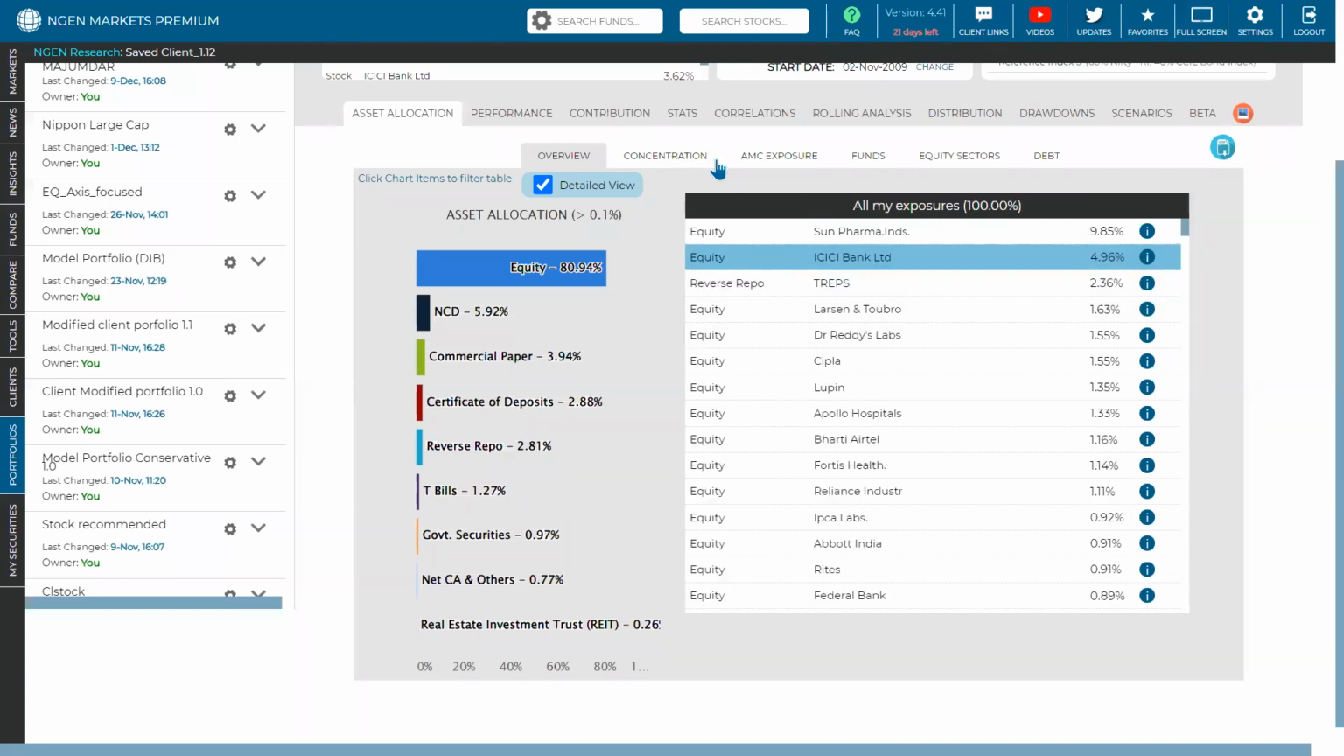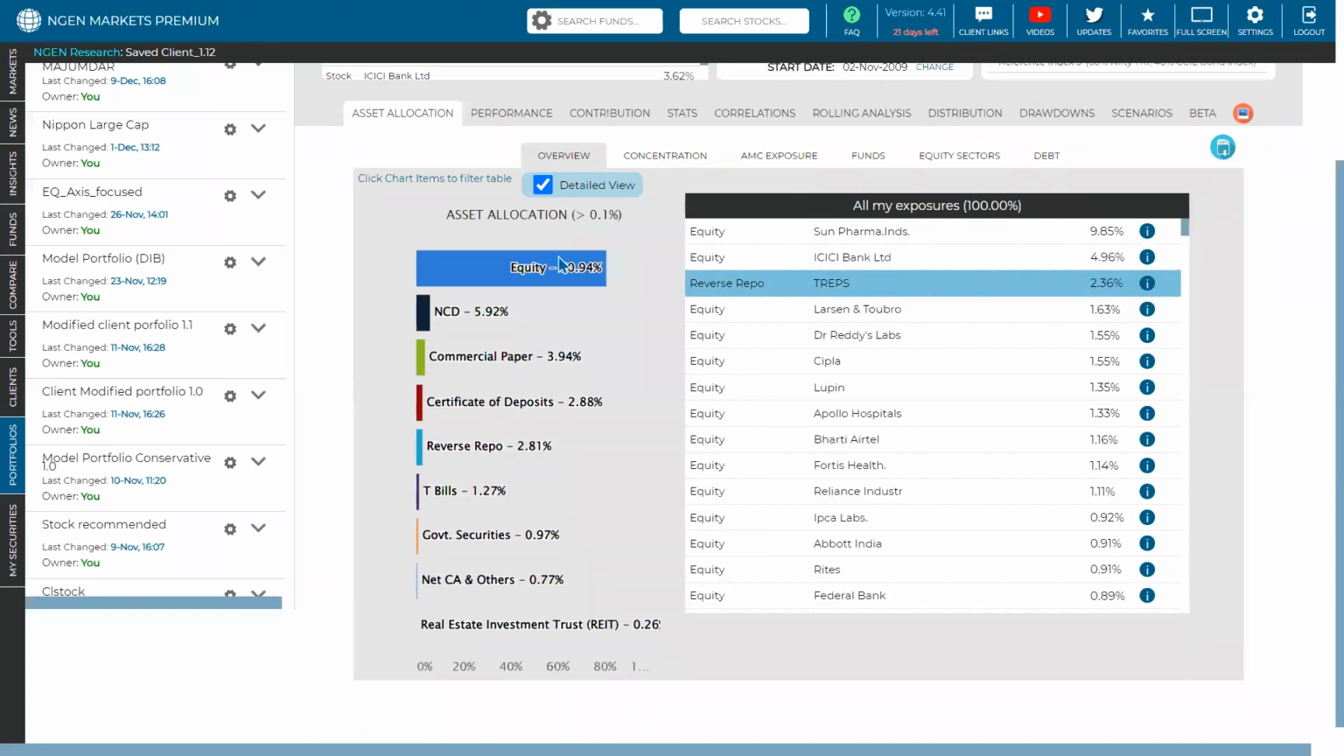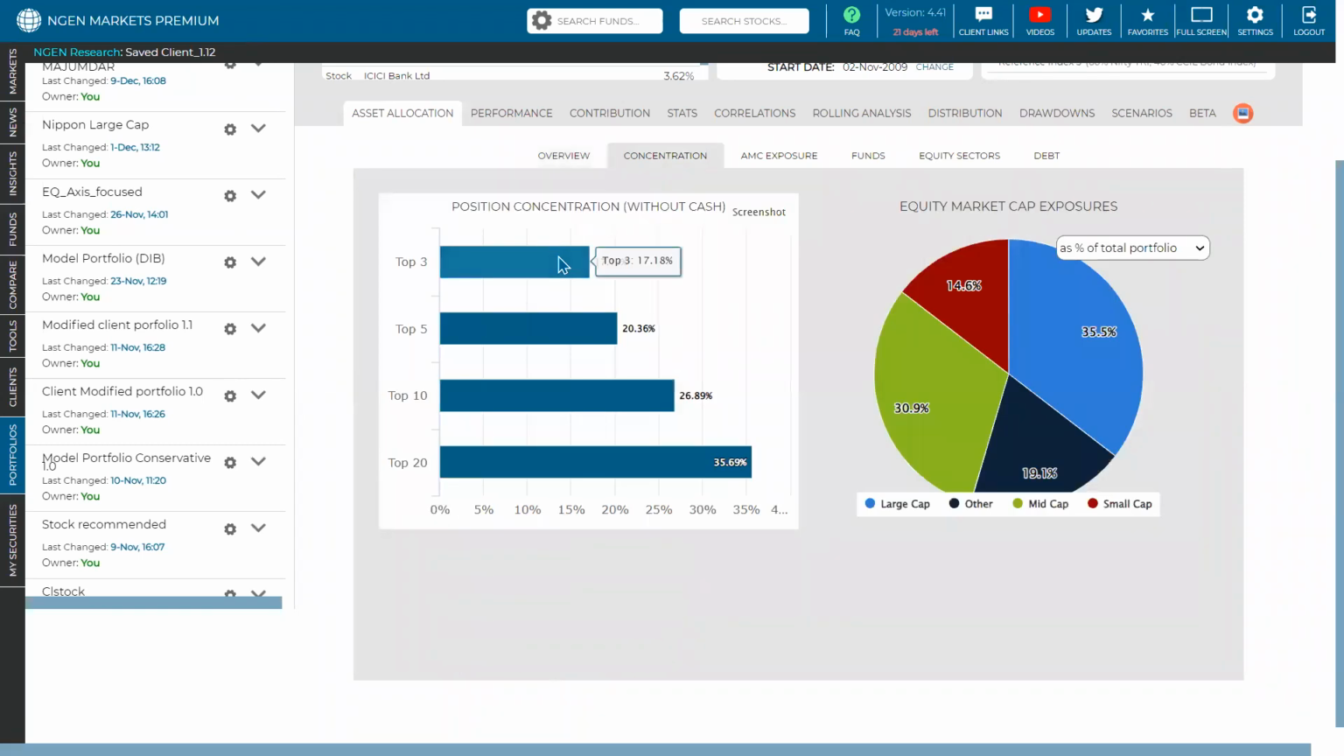So now if I add this up, I will see my top three exposures as 17.18%. The higher the top three exposure, the more concentrated it is, and the more inclined the portfolio is toward those top three exposures, which is altogether risky. So you can see for top 3, top 5, top 10, and even top 20. All the top 20 exposures in the portfolio are contributing 35.69 as an allocation in the portfolio, right?